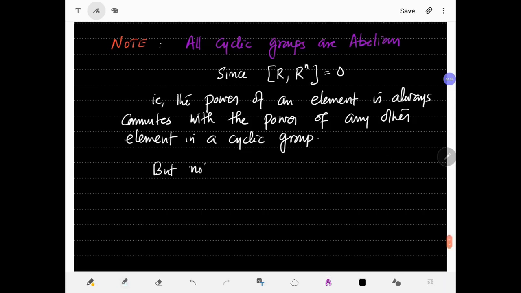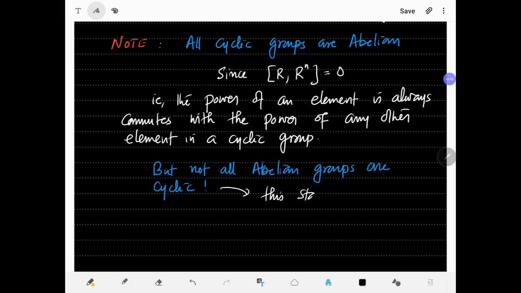But the reverse is not always true. That is, not all Abelian groups are cyclic. We will prove this statement later when we discuss the molecular symmetry elements and their groups.